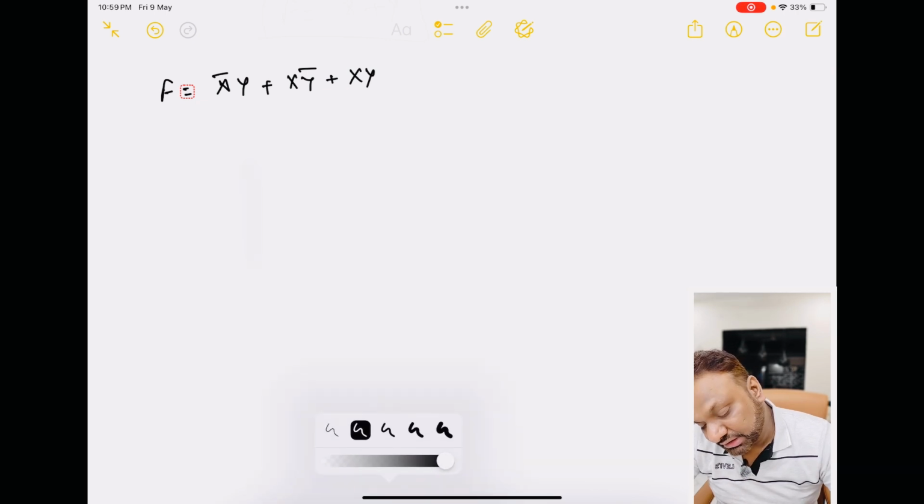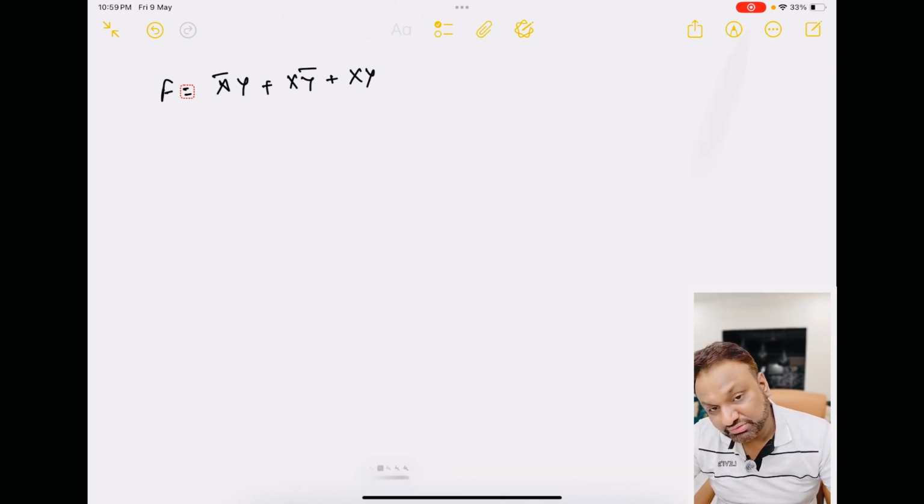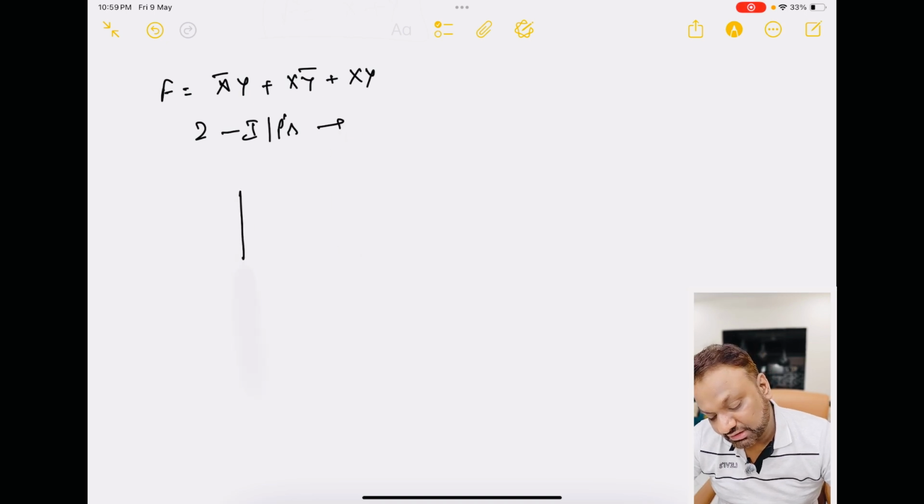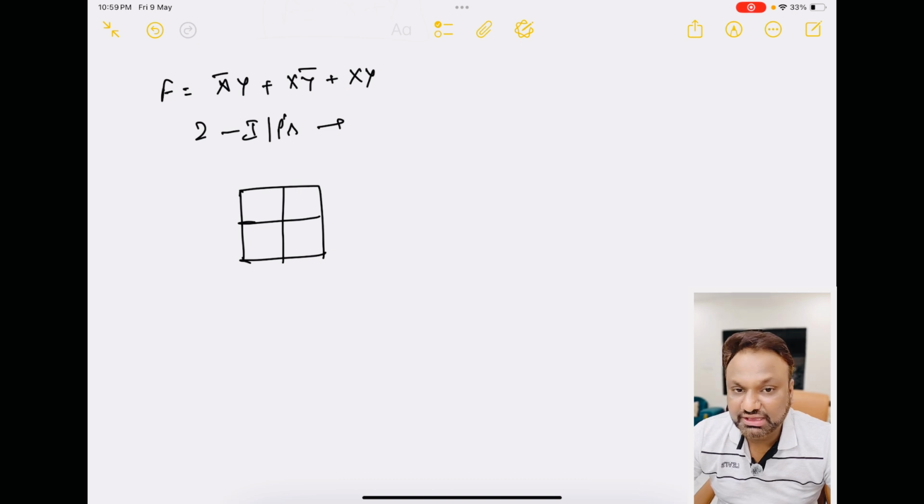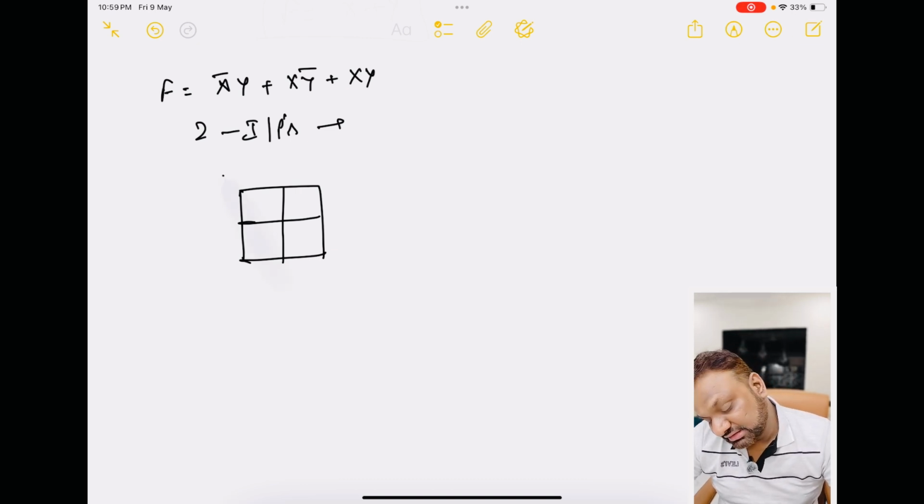First, you need to know which KMap to be used. This is for practice. 2 inputs, so a 2 variable KMap. Directly I will draw here a 2 variable KMap. First thing you need to do is draw the KMap. You need to know how to draw the KMap. So you see, x and y, so this is x bar, x and y bar, y.